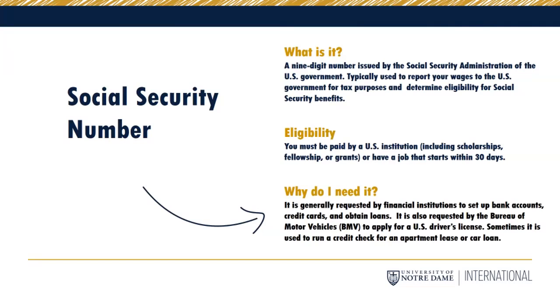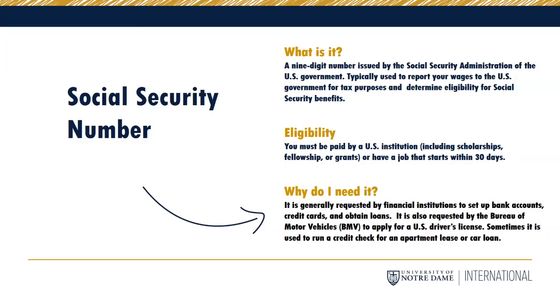Or you must have a job in the U.S. that is starting within 30 days. If you have a job or you're anticipating getting a job later on down the line, they will not approve you for a social security number until your job is within 30 days. Once you apply for the social security number, which I'll get to in a later slide, it's very quick. It's around 2 weeks for you to get the number.